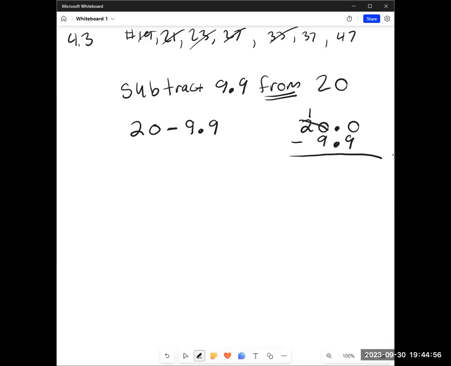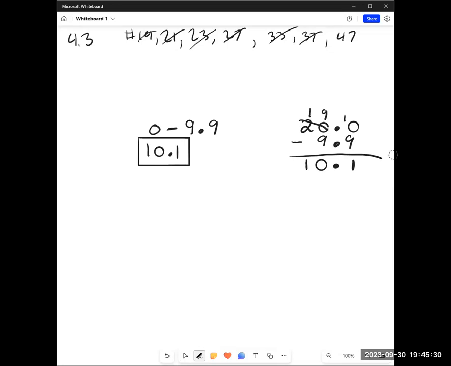We're going to borrow 1. Bring down our decimal point. 9 minus 9 is 0. Minus 0 is 1. It says 10 and 1/10. So the difference is 10 and 1/10. Know that word difference. Say the difference is 10 and 1/10. All right, that was number 37, or one very similar to it.